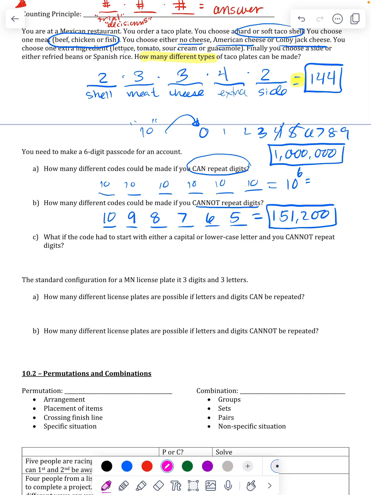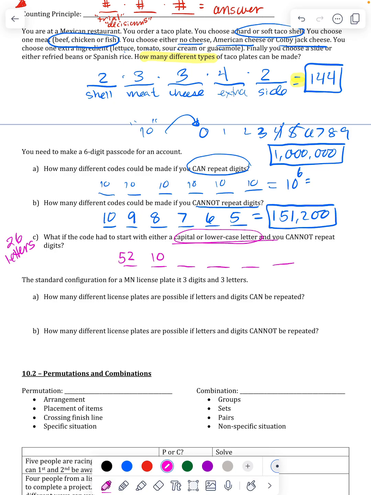Now, this is where it gets tricky. You have to look at the specific situation. What if the code has to start with either a capital letter or a lowercase letter? You cannot repeat the digits. Okay, so we have 6 spots. So we're going to start with a capital or lowercase letter. Well, in the alphabet, there are 26 letters. But if you can use 26 of them capital or 26 of them lowercase, that's 52 options for this first spot. And then it says you cannot repeat the digits. So I'm assuming that means the rest of these are numbers.